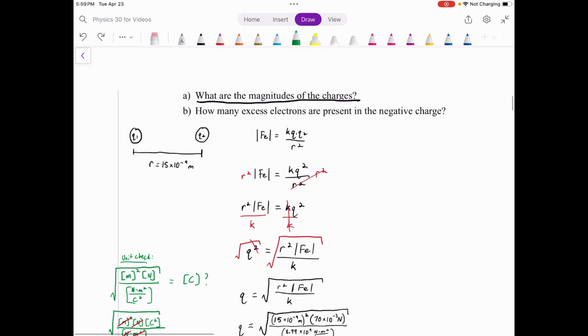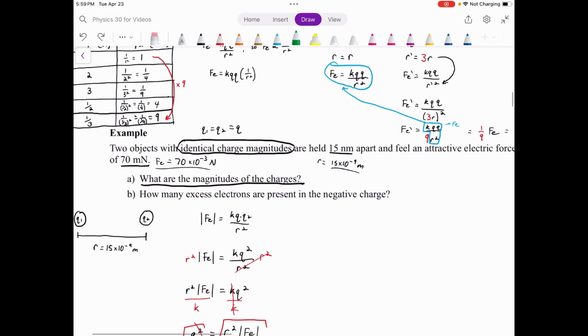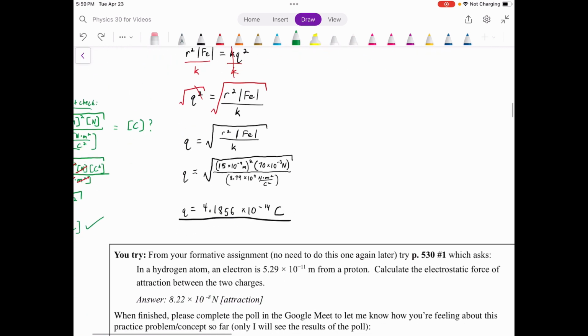Okay, so all that's left to do though is, I was only given 2 significant digits. So for my final answer here, I should state it to 2 significant digits. So 4 point, careful, not 1, right? That 1 is followed by an 8, so it's closer to 4.2 times 10 to the negative 14 coulombs.